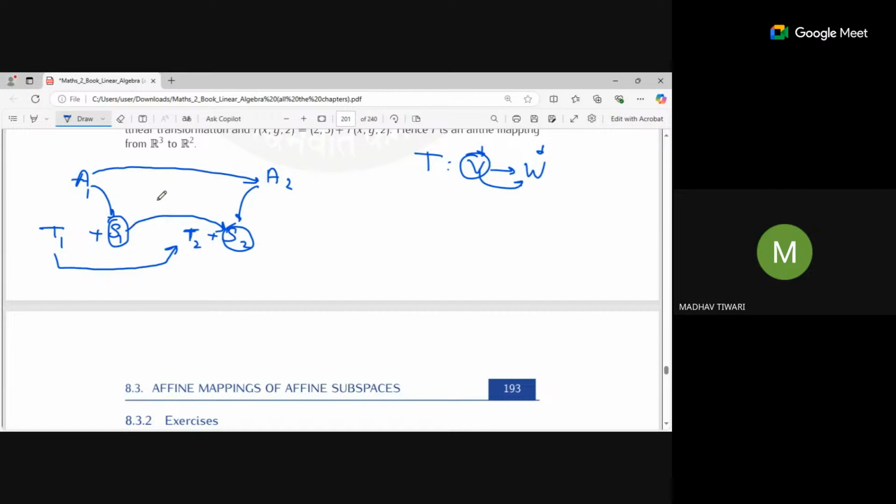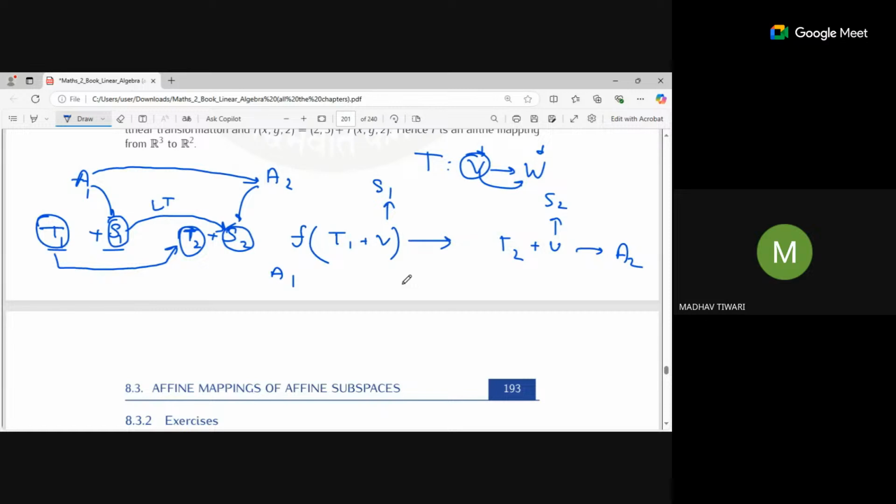Same thing here. If I use some linear transformation to transform all the vectors of S1 to S2, and I transform this T1 to T2, then if I take any point of the form T1 plus some V, this V belongs to S1. If I apply the transformation on this, it gets mapped to T2 plus some point in S2. V is in S2, so it will be inside our affine subspace 2. This is called linear mapping, sorry, affine mapping.